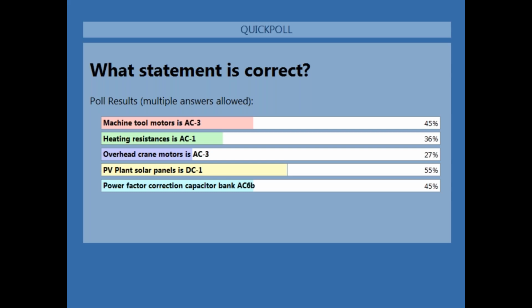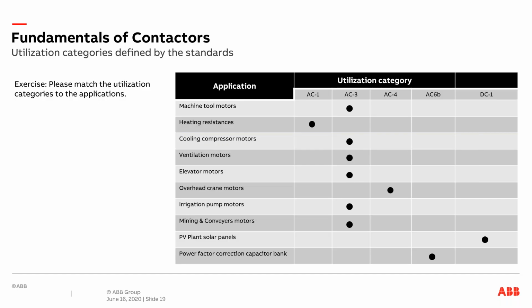Okay, so here are the results of your poll. The answers are on your screen. Machine tool motors are AC3. Heating resistances are AC1, as I just mentioned in my previous slide. A cooling compressor is AC3. Ventilation motors AC3. Elevator motors AC3. Overhead crane motors is AC4.